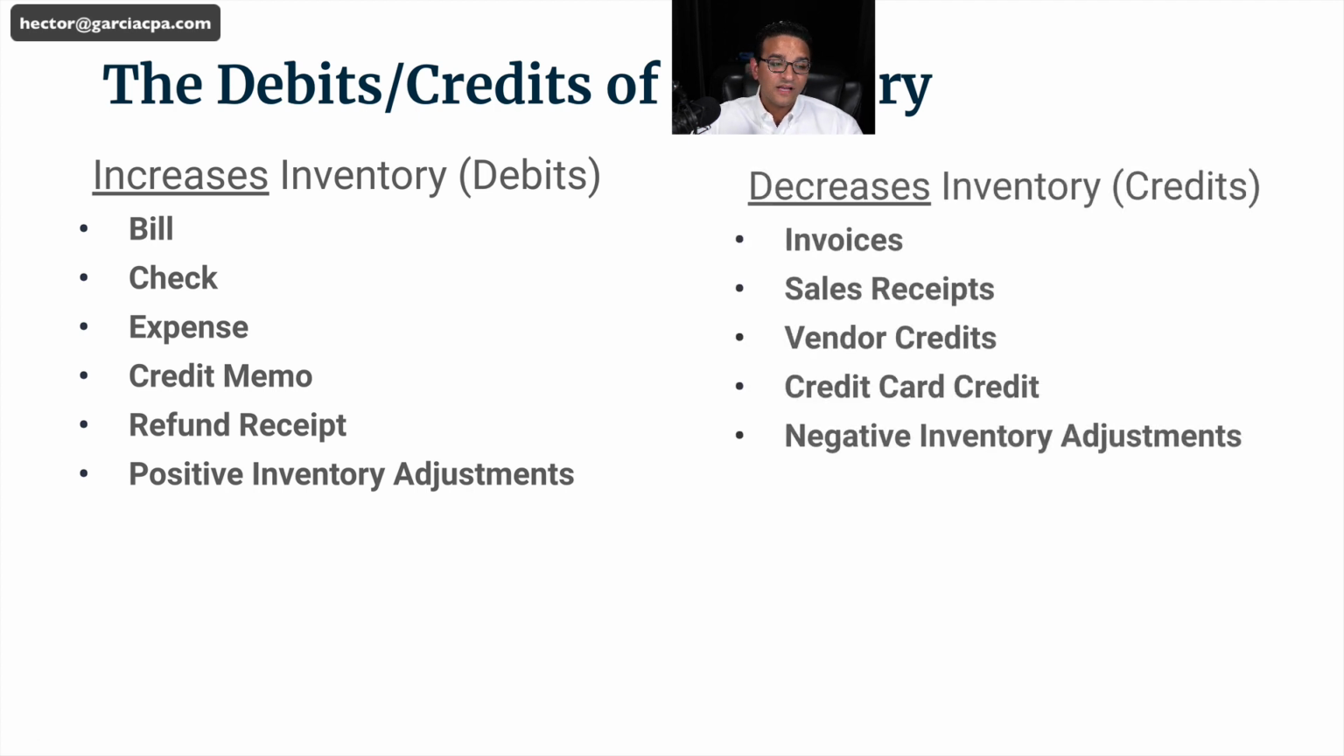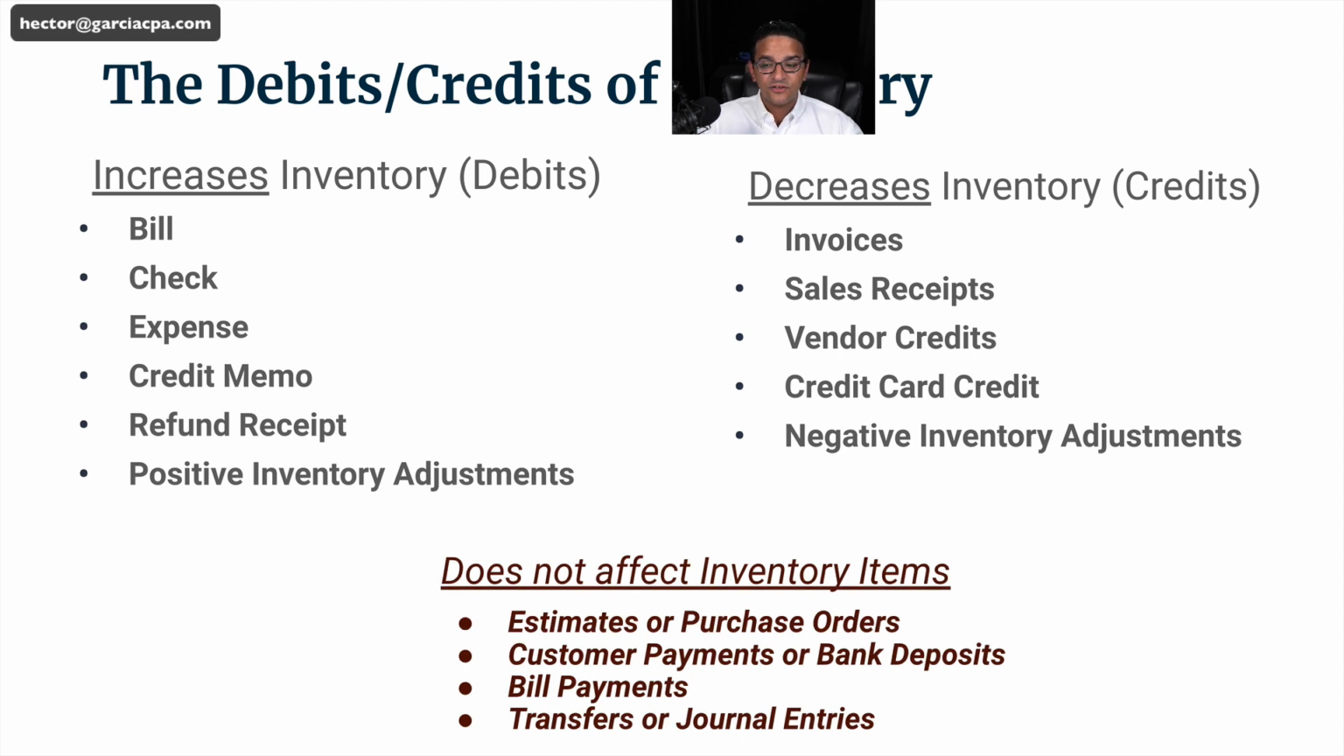Now, the transactions that will decrease your inventory are going to be your sales, right? Your sales receipts, your invoices, any vendor credits. This is you sending stuff back to your vendor. Any credit card credit, same thing, sending stuff back to your vendor and getting the money credited in your credit card. And a negative inventory adjustment where QuickBooks says you have 10, in reality you have 0. You reduce it by 10, you do a negative adjustment that decreases your inventory.